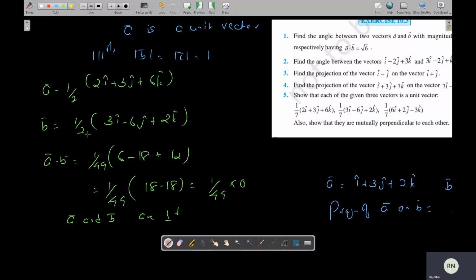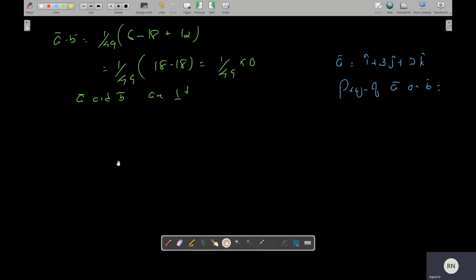Similarly, you have to prove that b bar dot c bar is equal to 0, and c bar dot a bar is equal to 0. Therefore, they are mutually perpendicular to each other. Okay.